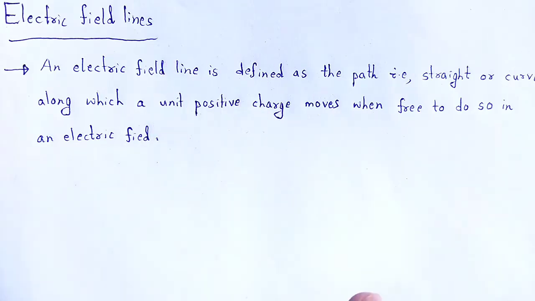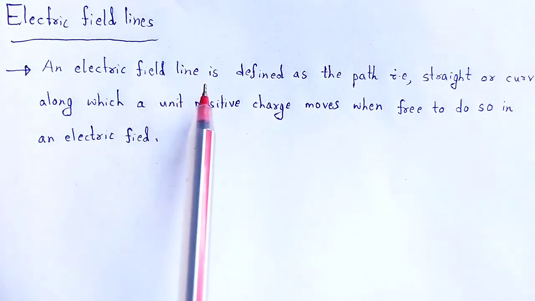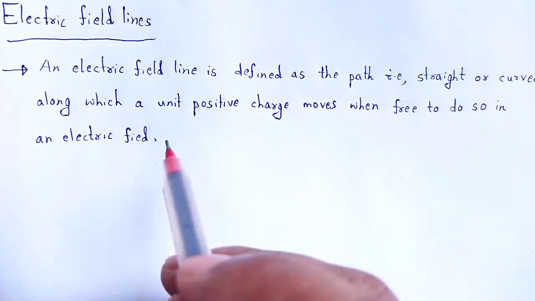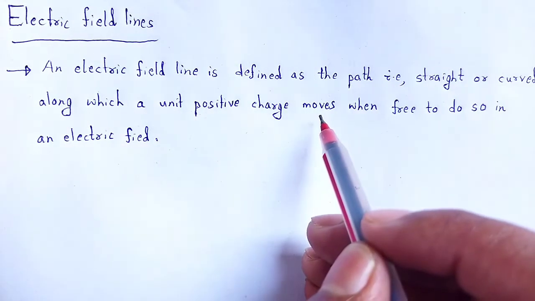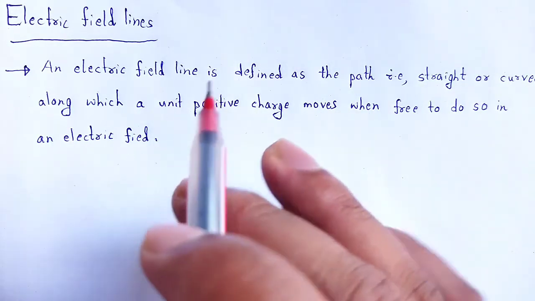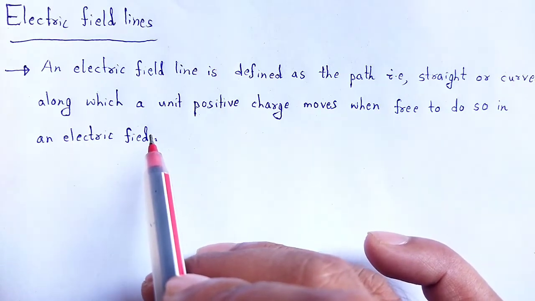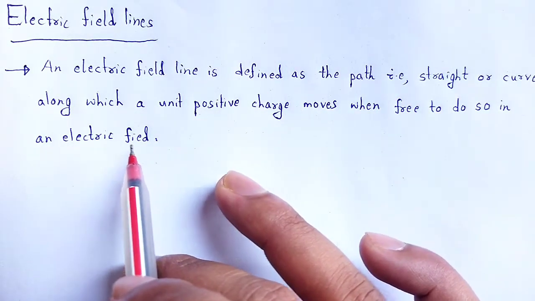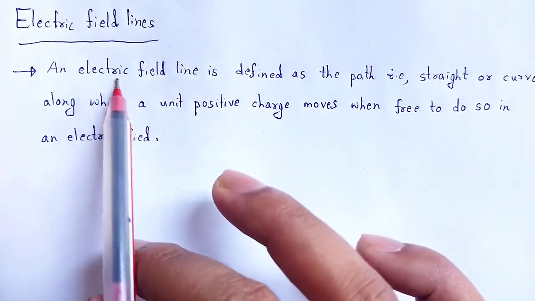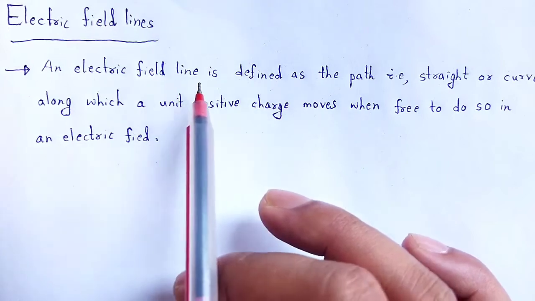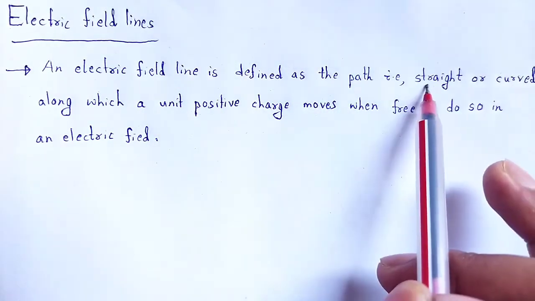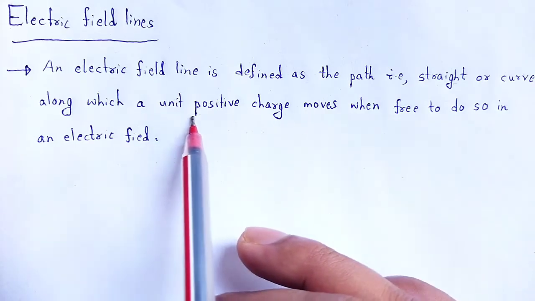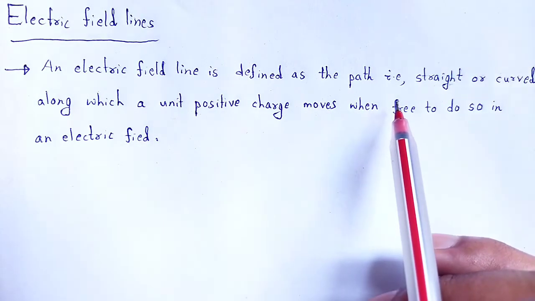Electric field lines. An electric field line is defined as the path, which may be straight or curved, along which a unit positive charge moves when free to do so in an electric field. The electric field is the region in which a charge experiences a force, and that electric field is represented by the electric field lines. The electric field line is nothing but that path, represented by either straight or curved lines, along which the unit positive charge moves when free to do so.